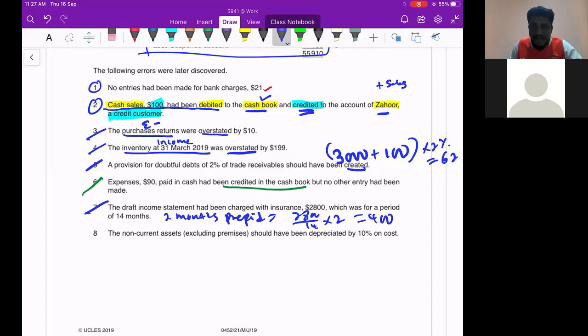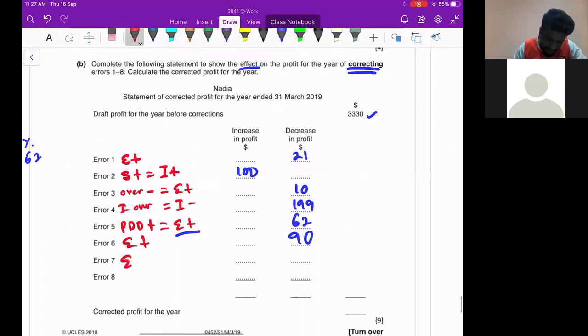400. So this is what? Prepaid expenses will be plus or minus? Expenses will be minus. Expenses minus, profit will be increased by 400. Prepaid expenses means expenses minus. If you minus the expenses, profit will go up by 400.